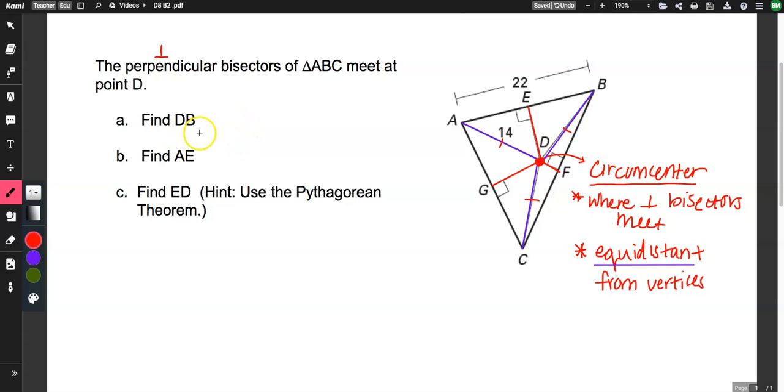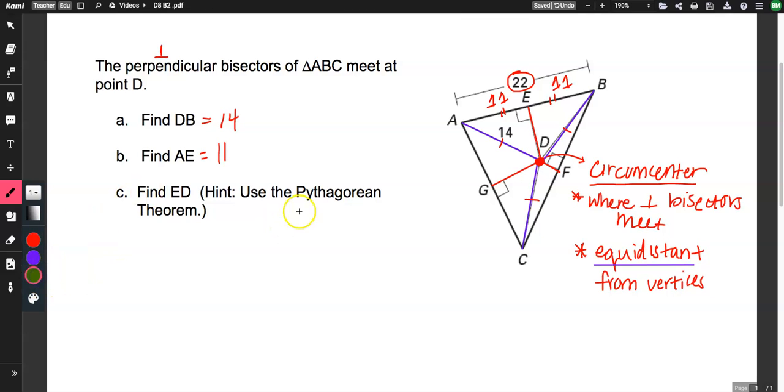Part A, it says find DB. Now that I know this information about the circumcenter, I can see that AD is 14, so DB should be congruent, also 14. The next piece, it says find AE. Going back to perpendicular bisectors, ED will bisect this entire segment, so these two should be congruent. I have a total length here of 22, so this has to be 11 and this has to be 11. So AE equals 11.